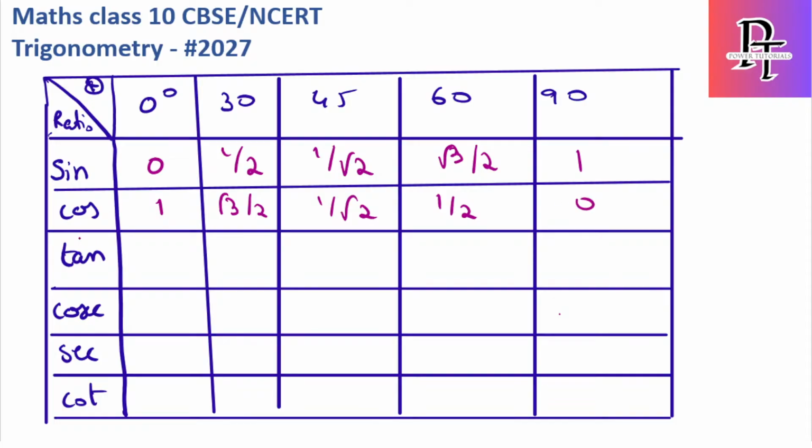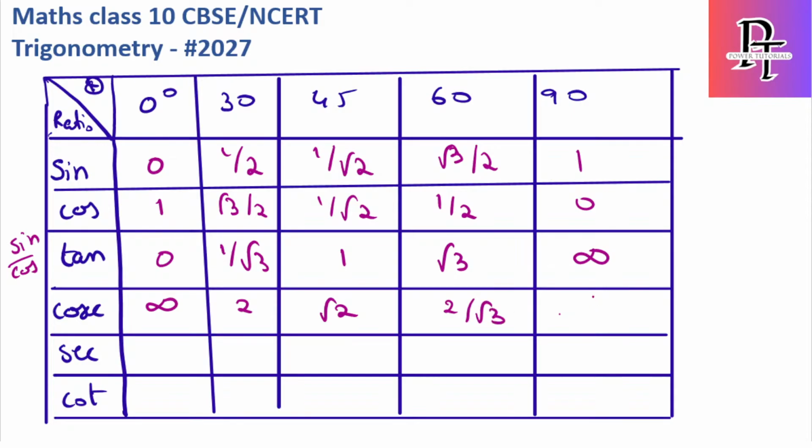What about tan? Tan theta is nothing but sine by cos. 0 by 1 is 0, 1 by 2 by root 3 by 2 becomes 1 by root 3, then 1 by root 2 by 1 by root 2 is 1, then root 3, and this becomes infinite because 1 by 0 is undefined. From now, cosecant, as I told you, is the inverse of sine. So 1 by 0 is undefined, 1 by 2 becomes 2, this becomes root 2, this is the inverse of root 3 by 2, so 2 by root 3, and inverse of 1 is again 1.